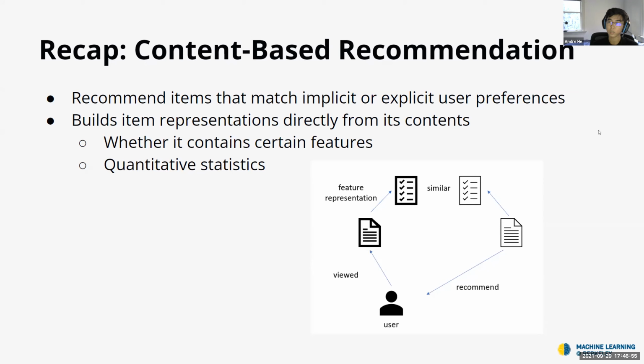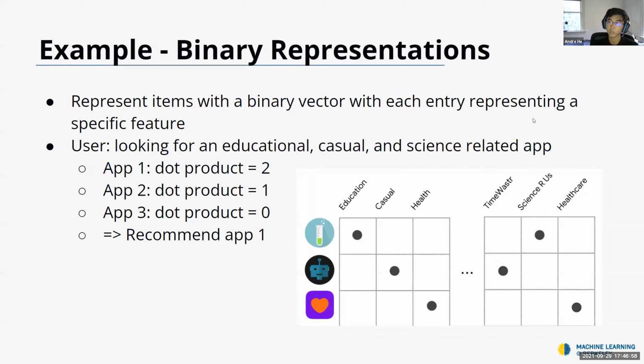And then revisiting our example from last time, we have a set of apps that we would want to recommend. So the binary representation will just have one entry for each category, and that entry will be marked 1 if a certain app belongs to the category, and it will be 0 if the app doesn't belong to the category. And then to infer user preferences, we'll just take the average of all the apps that they downloaded in the past, and then take the dot product between that average vector and a new app to decide how similar this new app is to the apps that this user has used in the past.